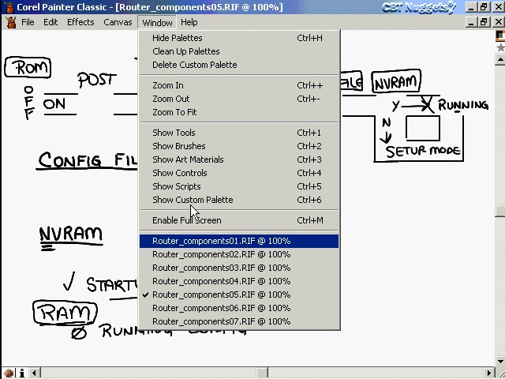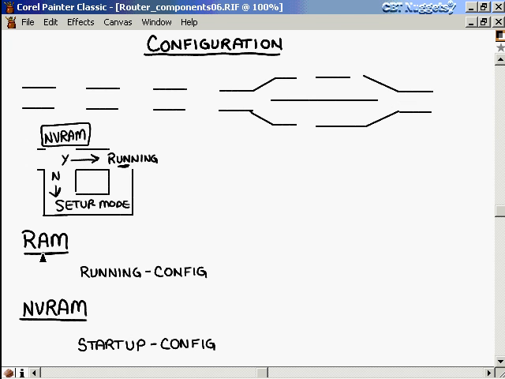We are running and operational, and we are running in RAM as far as our configuration entities are concerned. We're using the running configuration. All right, this sequence is going to show the router that is already running, so we're already in the on state.